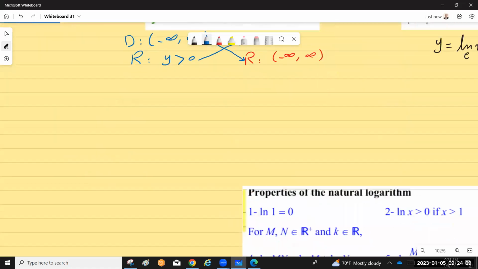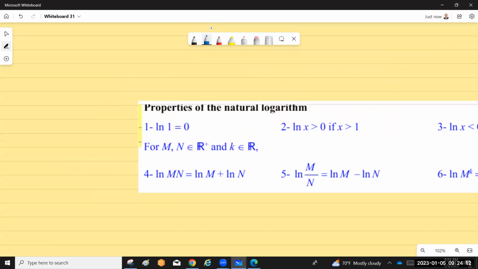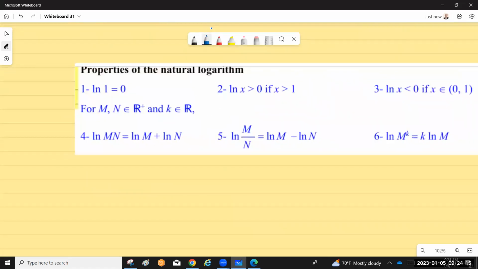The next part: I have some rules for logarithms. You have to see it here. Rule number 1, ln 1 is 0, since the curve of ln passes through the point 1, 0. Ln x is positive when x is bigger than 1, and ln x is negative when x is between 0 and 1. For any m and n positive numbers and k any real number, ln mn is ln m plus ln n, and ln of m divided by n is ln m minus ln n. So ln of the product is ln plus ln, and ln of the division is ln minus ln. And finally, ln m to the k is k ln m.